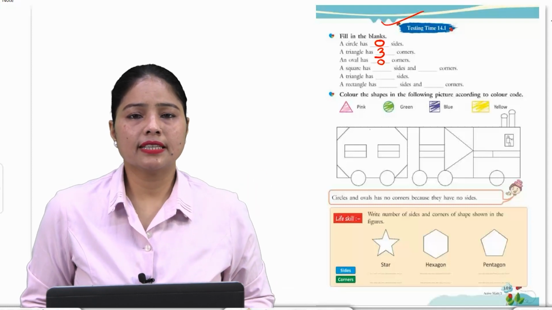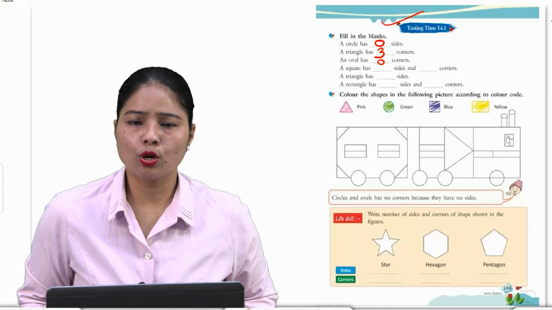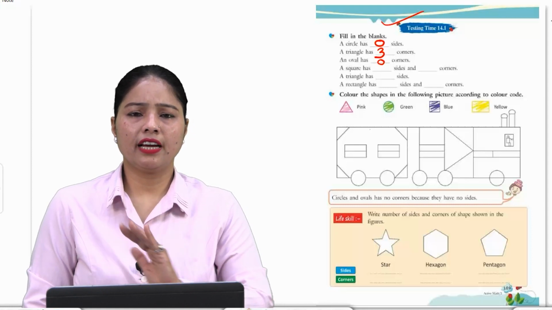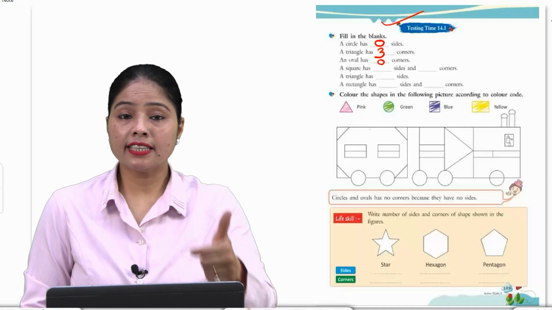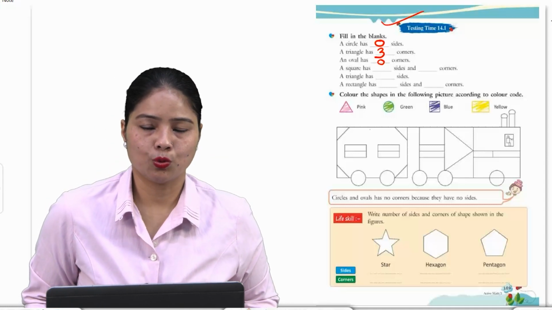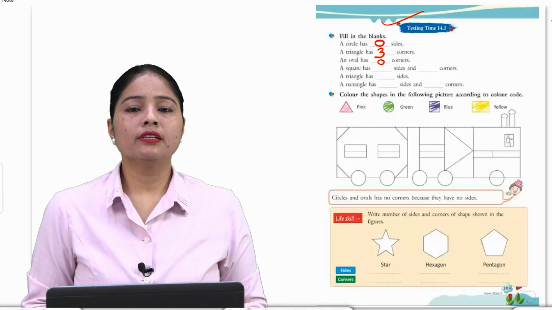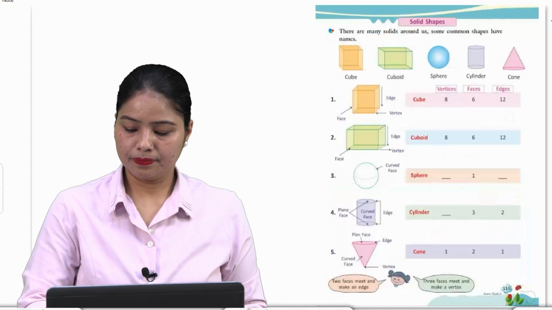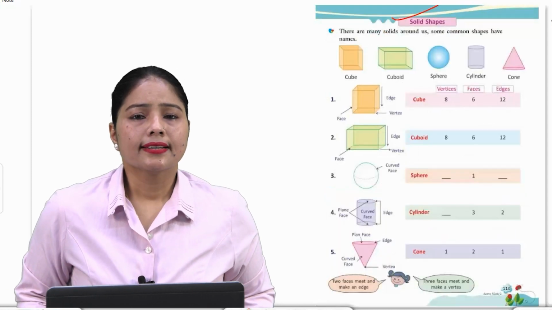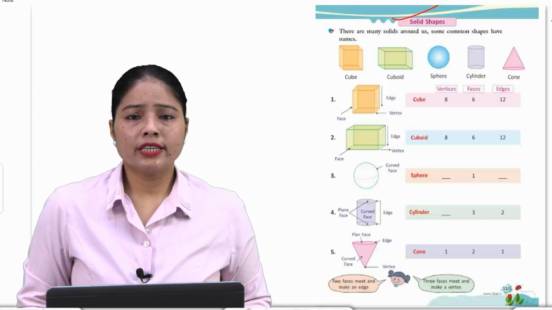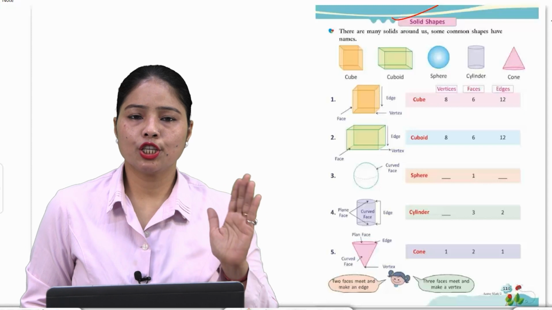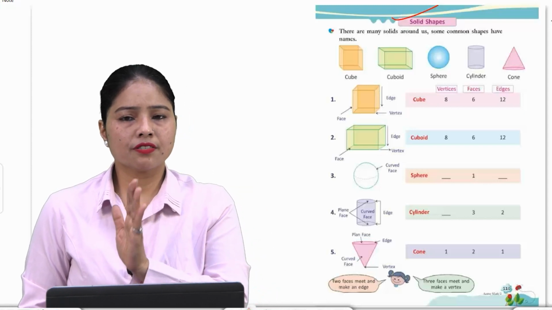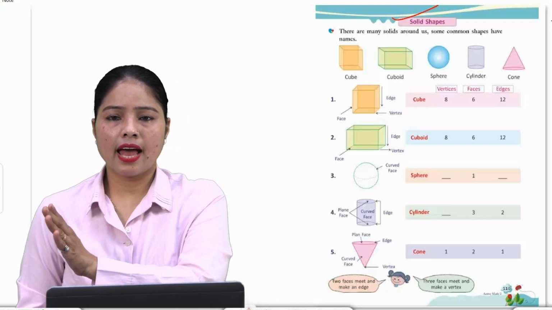So now life skills. Write number of sides and corners of shapes shown in the figure. So these are the shapes: star, hexagon, pentagon. You just find the sides and corners of that one too. Okay, so now move on solid shapes. There are many solids around us. Some common shapes have names: cube, cuboid, sphere, cylinder and cone.